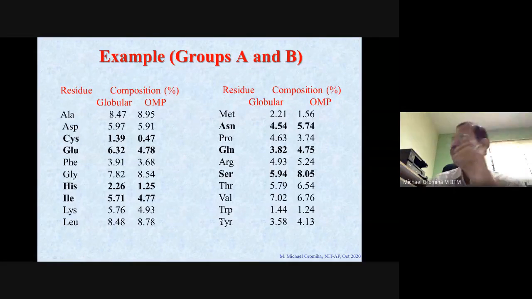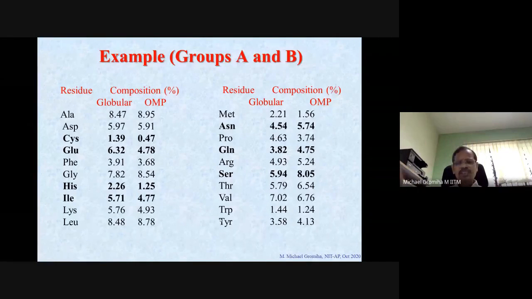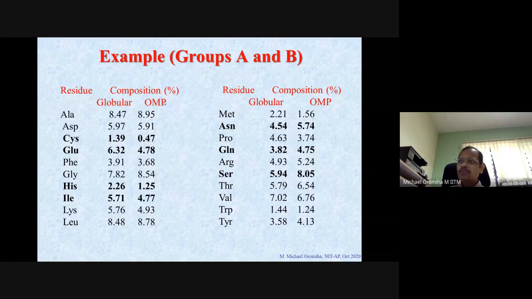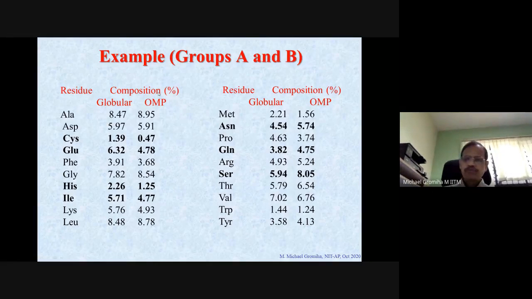Fine. So now I give 2 examples. I consider 2 different types of proteins. One is a globular protein, one is a membrane protein. So here I calculate the composition. How to calculate the composition? How to get the composition?